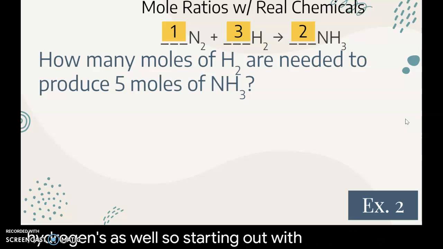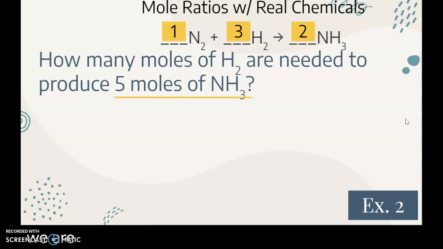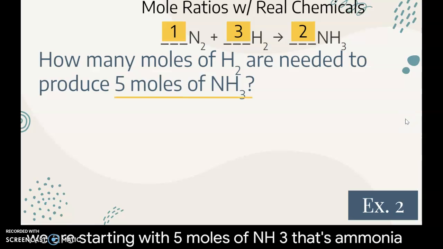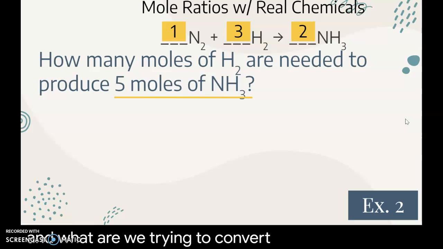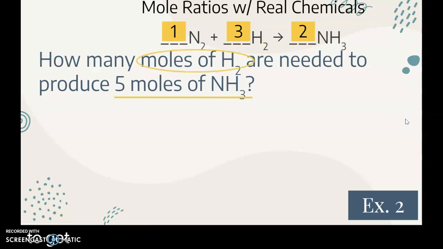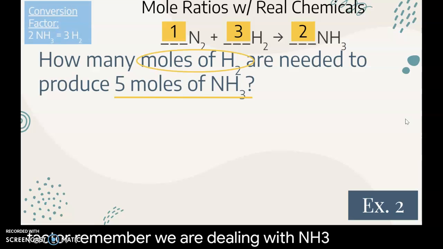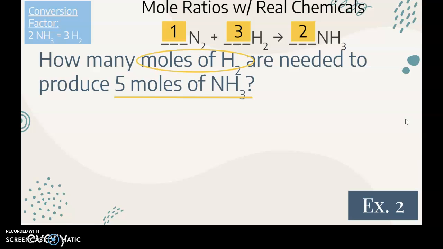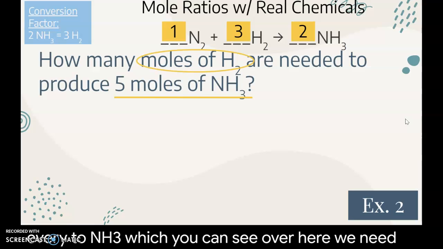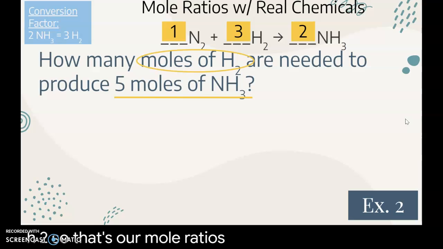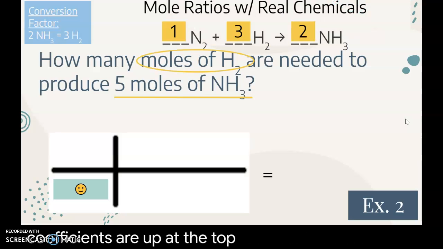So starting out with our conversion, we are starting with 5 moles of NH3, that's ammonia. And what are we trying to convert to? What's it asking us to calculate? Yep, so we're trying to get to hydrogen. So if we set up our conversion factor, remember we are dealing with NH3 and H2. So for every 2 NH3s, which you can see over here, we need 3 H2s. So that's our mole ratio. It's just whatever the coefficients are up at the top.